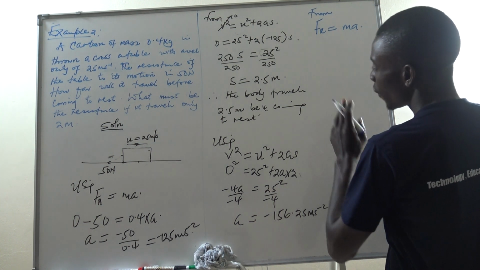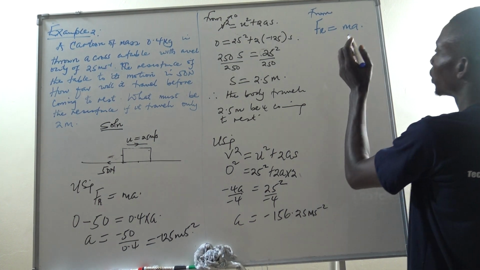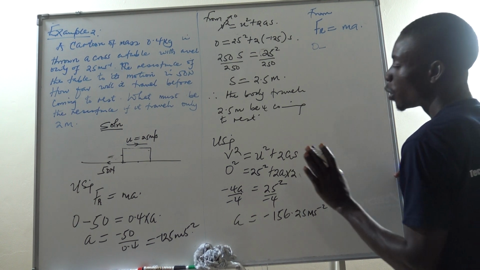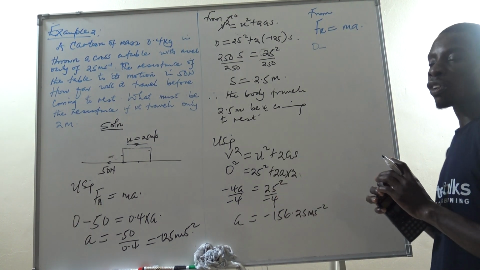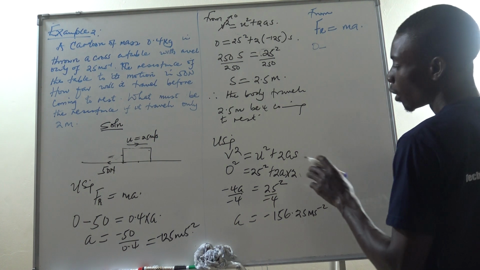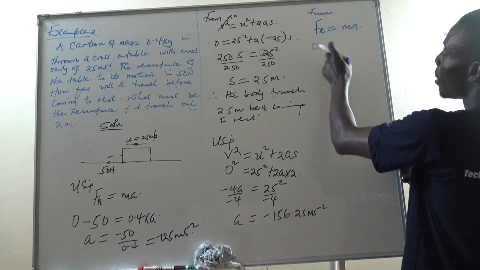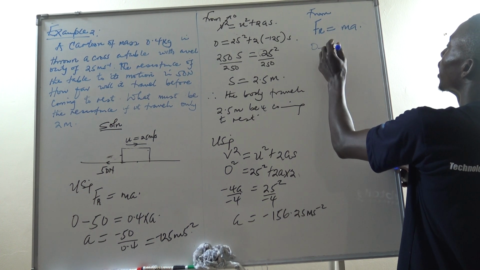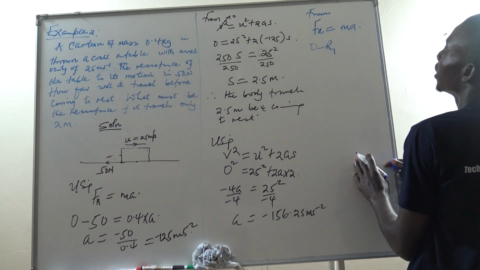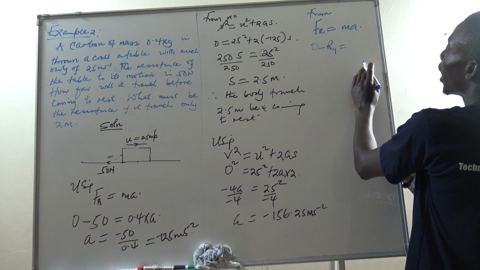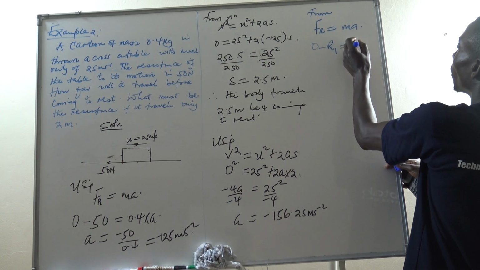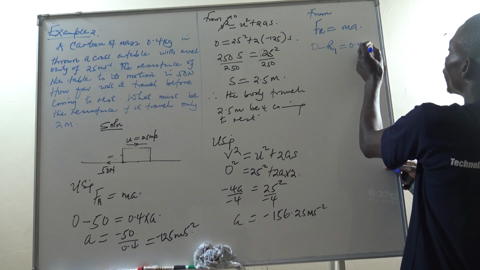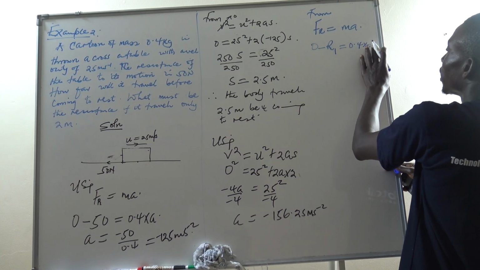So Fr will be the force in the direction of motion. We said there is no driving force in this kind of problem, because when you push a body, you give it initial velocity and then it moves on its own. So 0 minus the resistance, which is what we now need. The new resistance that we need should be equal to ma, which is 0.4 times our a, negative 156.25.